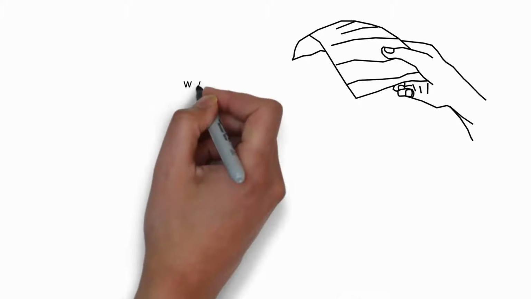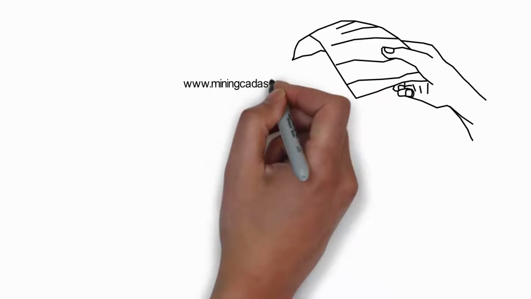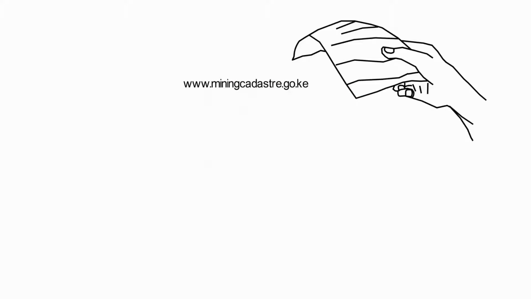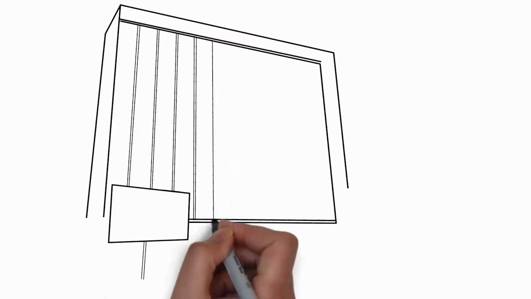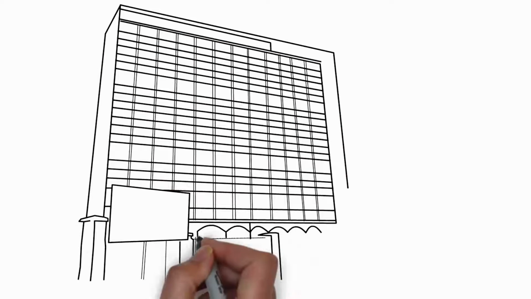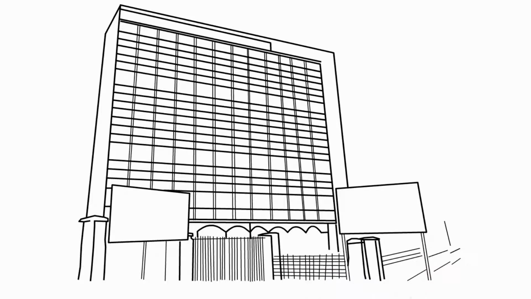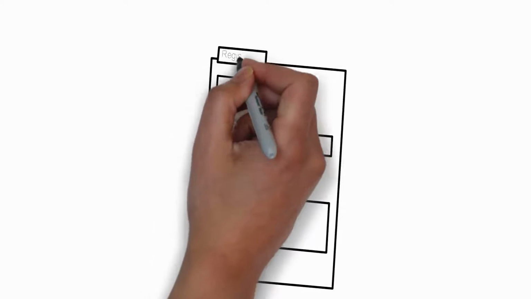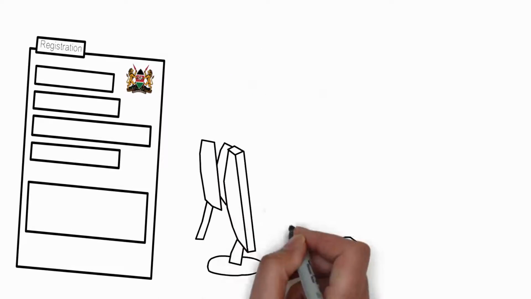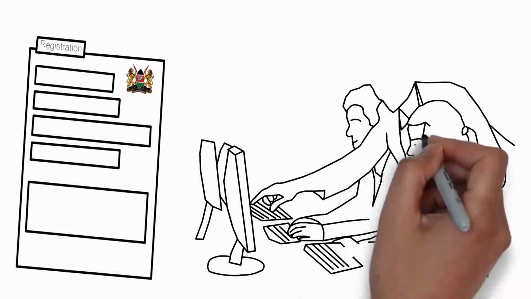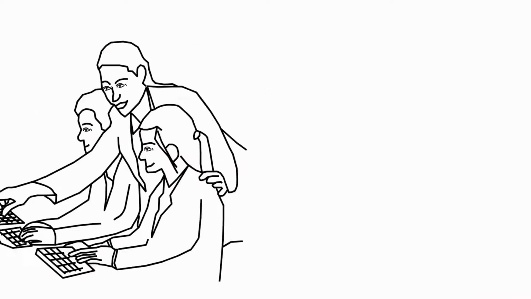Registration forms may be downloaded from the portal website at www.miningcadastre.go.ke. Once completed, the forms must be submitted, along with all supporting documents, to the Mining Cadastre Office, Works Building, Nairobi. When you register to use the portal, you will be given a brief introduction to the system by the Cadastre officers. Computer terminals with internet access will also be available for public use at the Mining Cadastre office.